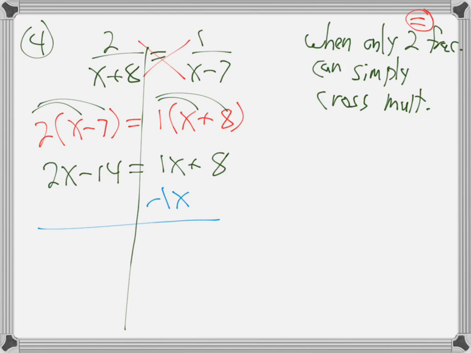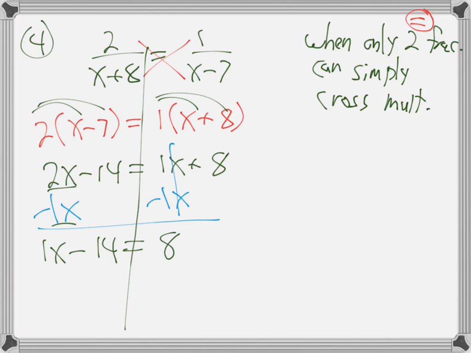So I'll go -1. That'll get rid of that guy, right? But whatever I do to one side of the wall, I have no choice but to do the same thing to the other side. I got to keep the balance, don't I? Right? So then what is that? What does that leave me? 2x minus 1x is 1x. And this is 8.